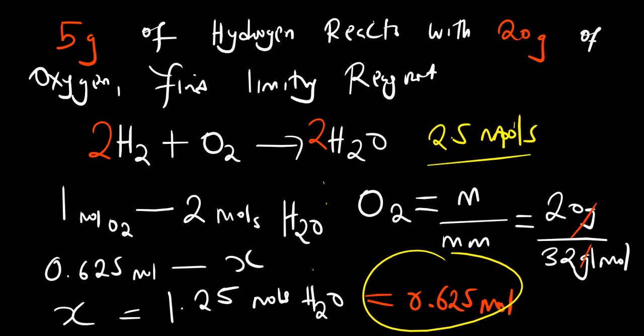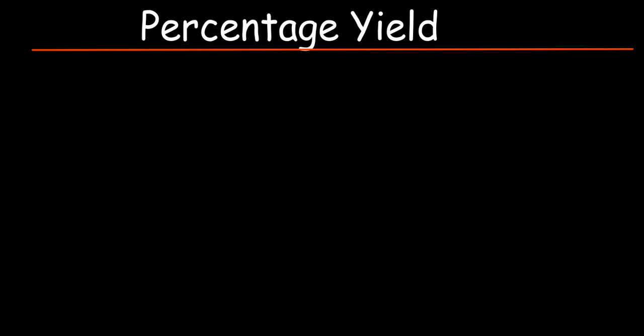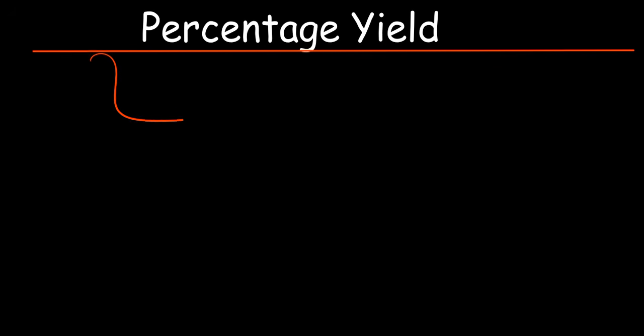So basically, if you're going to compare 2.5 and 1.25, you're going to realize that oxygen is the one that gives us less, because it produces less water. Oxygen is the limiting reagent, and that is very, very important for us to understand. Then on this topic, you're also supposed to understand what we call percentage yield. Now, in theory, reactions give a certain amount of product. What you get in theory, we call the theoretical yield.